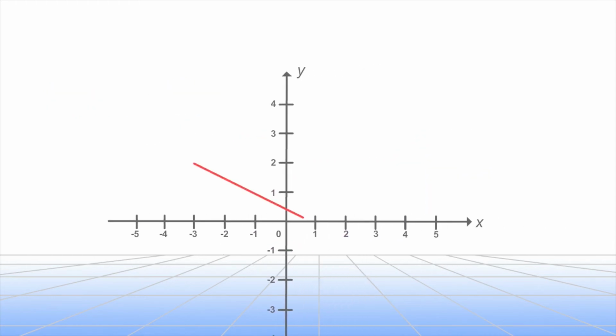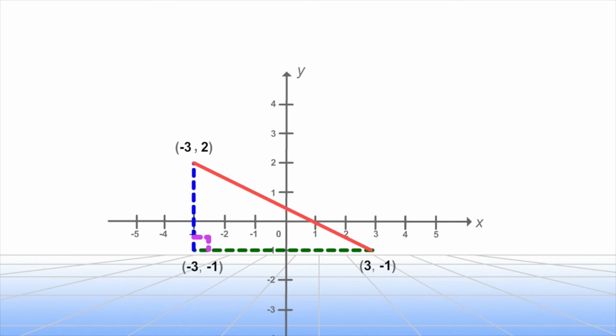Next, let's try to find the gradient of this line using rise over run. To find the rise and run, we will draw a vertical line down from the point (-3, 2), and a horizontal line from (3, -1) until they meet at a point. Again, we will see that a right-angled triangle is formed and that the coordinates of this point are (-3, -1). We know that the vertical line represents the rise and the horizontal line represents the run.